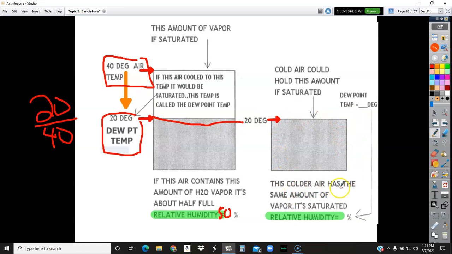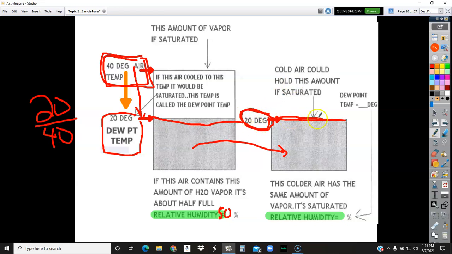Now, if I go to this box, notice the box is totally full. So it says this colder air has the same amount of water vapor. So I took the same amount of water out of this box, but now I dropped the air temperature. The air temperature that was 40 dropped down, as I wanted it to over here, to 20. So 20 degrees is the air temp, the top of the box. And so the air temp is now the same as the dew point temperature.